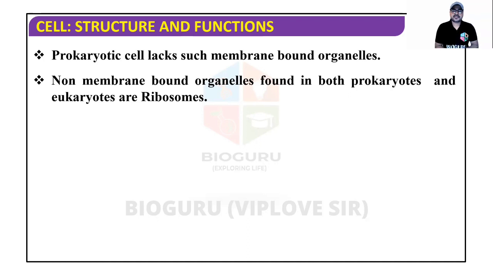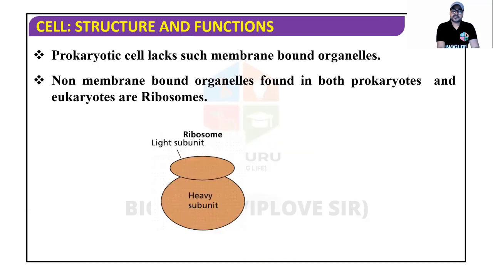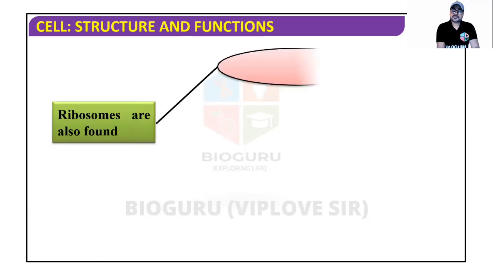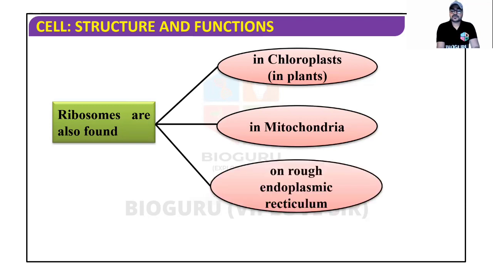Prokaryotes, just like bacteria, don't have membrane bound cell organelles. Non-membrane bound organelles found in both prokaryotes and eukaryotes are ribosomes. So ribosomes are found in both prokaryotes and eukaryotes. Prokaryotes have 70S ribosomes and eukaryotes have 80S ribosomes. Ribosomes are divided into two units, large subunit and small subunit, or you can say light and heavy subunits. Ribosomes are found in chloroplast, in mitochondria, and on rough endoplasmic reticulum.